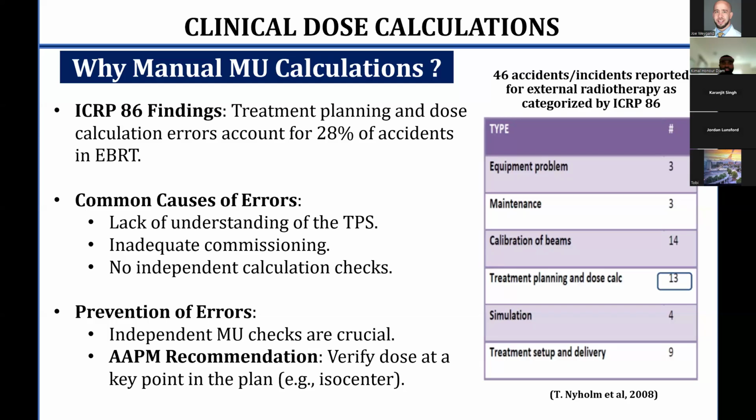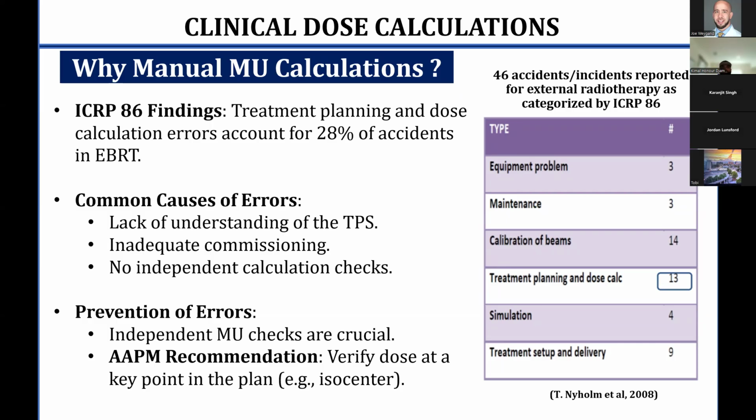And so the question then remains, why do we need manual MU calculations? Why do we need manual MU calculations? In general, manual MU calculations essentially play a very important role in ensuring the safety and accuracy of radiation therapy.